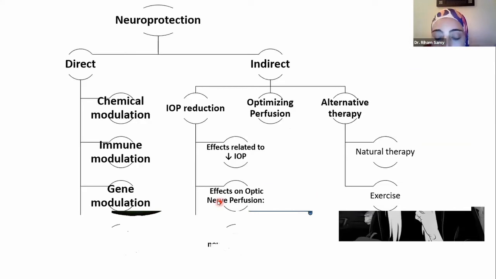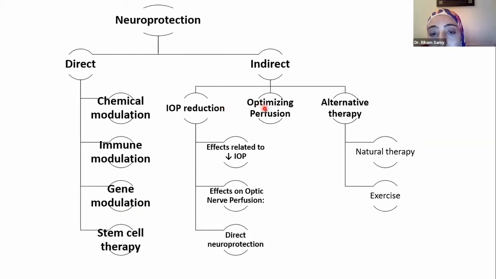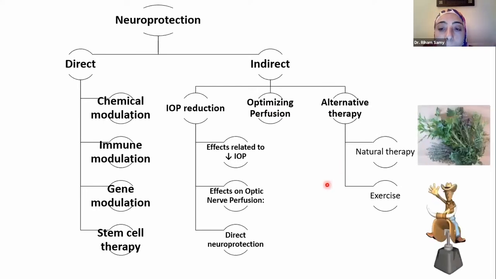So we can classify neuroprotection according to the type of agent into direct neuroprotective agents, which act directly to maintain the health of the retinal ganglion cells, and indirect neuroprotection by means of intraocular pressure reduction, like the anti-glaucoma treatments, optimizing optic nerve head perfusion, or some alternative therapy like natural therapy and exercises, which can boost the immunity of the retinal ganglion cells.